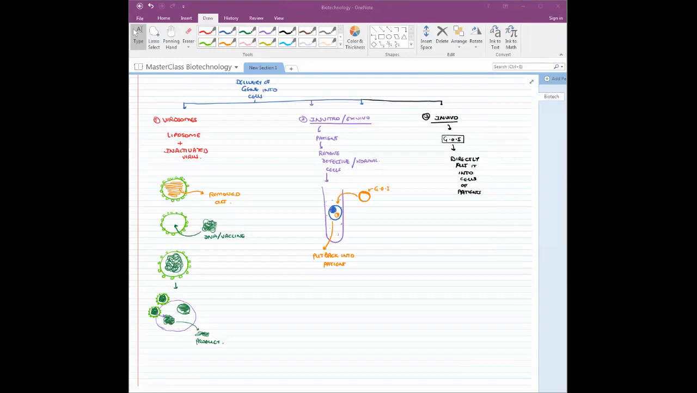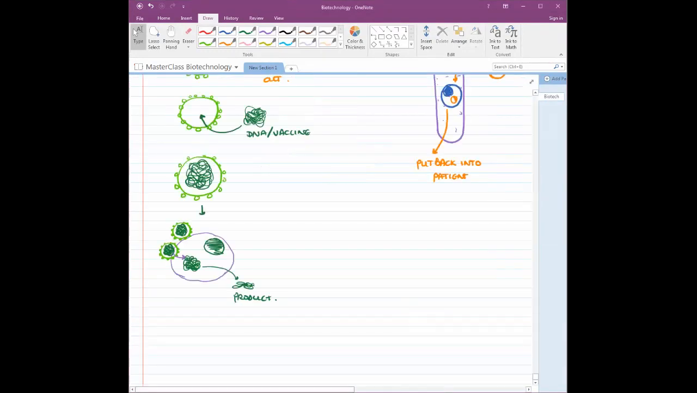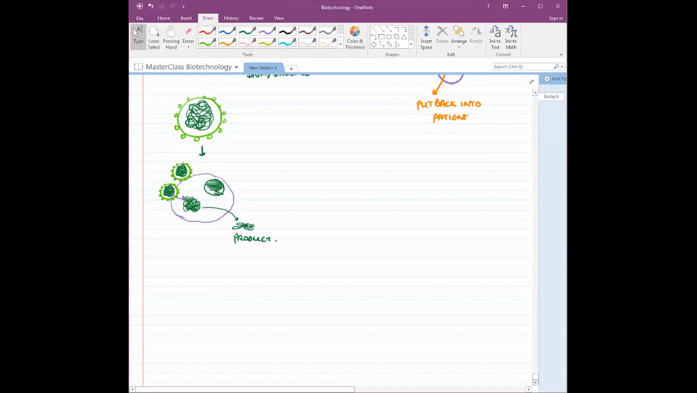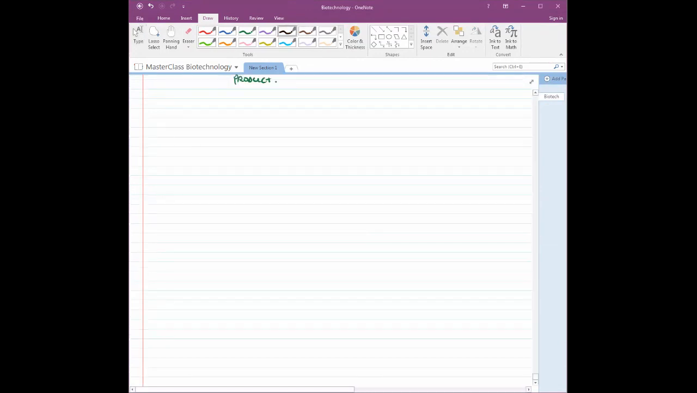Now the next thing we're going to talk about is, when you introduce these foreign genes into the person or into the organism, what are these organisms called? Guys, these organisms we call genetically modified organisms, or GMOs. Okay, but now guys, let's try to see how these GMOs are going to be and why we are going to use these GMOs.